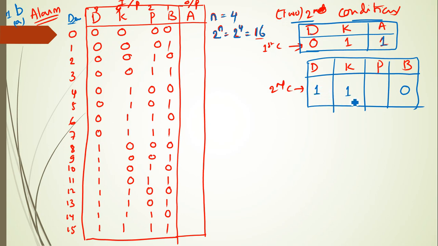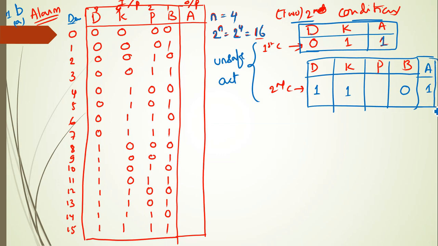If the door is closed and the key is in, okay, safe. But the belt is not put, which is a different scenario. This is also an unsafe act. These both are treated as unsafe acts. So that is why we have to design a circuit to generate an alarm. We will put the alarm high for these cases.